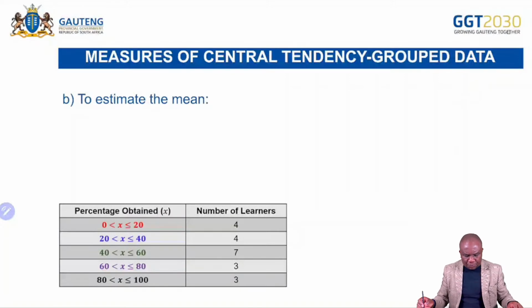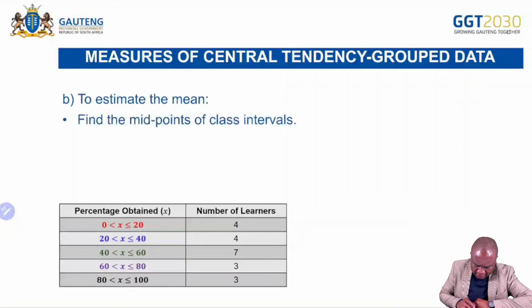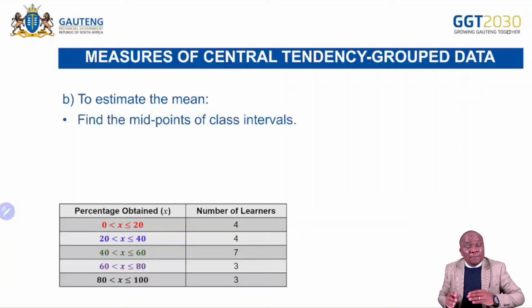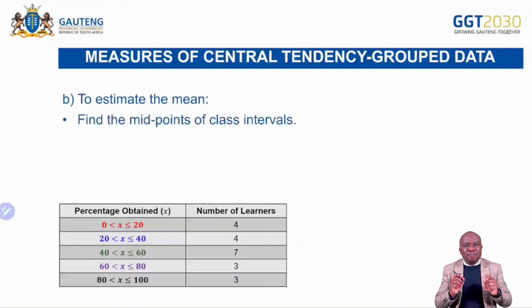What we have to do is to find the midpoints of class intervals. Let me explain why you need to do that, so that you don't forget. Let's look at the first class interval, 0 to 20. We're saying there are 4 marks in this class interval, but what are the marks? We don't know. So we assume that all these 4 marks are the midpoint between 0 and 20.